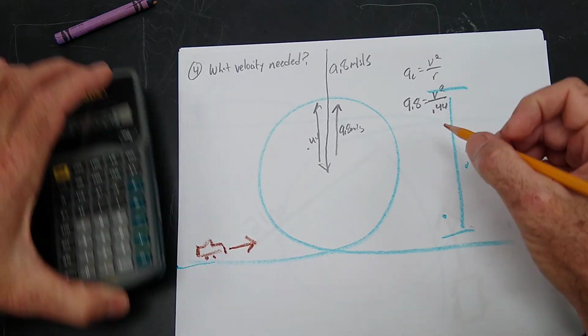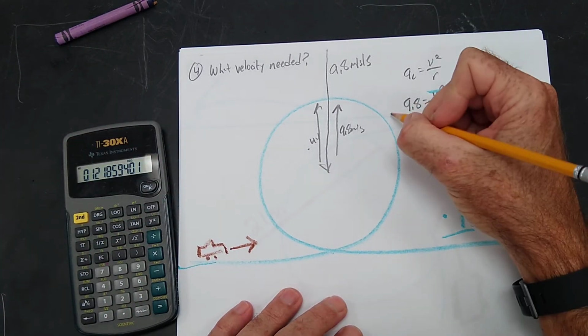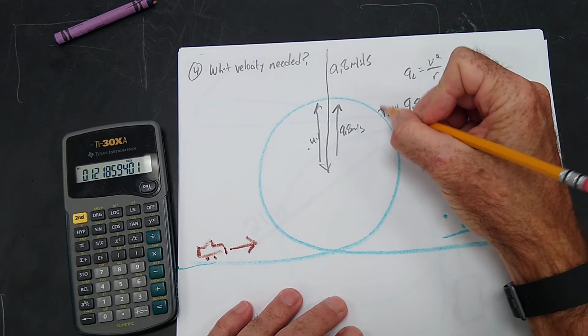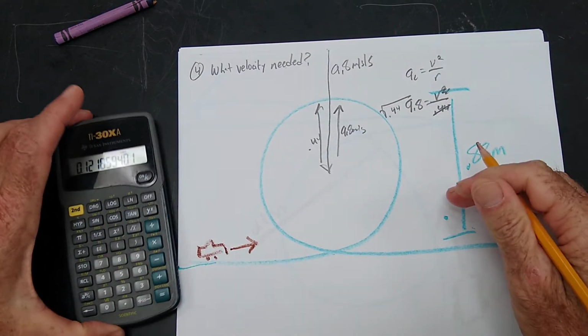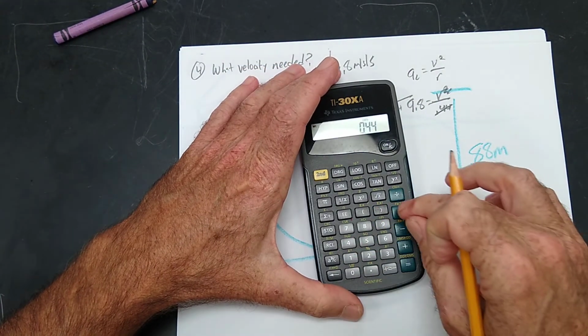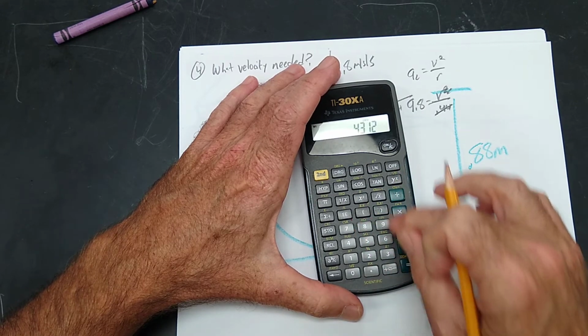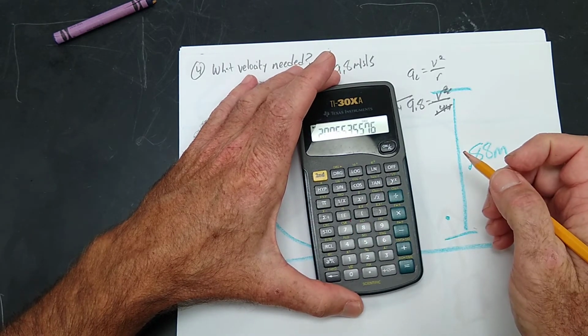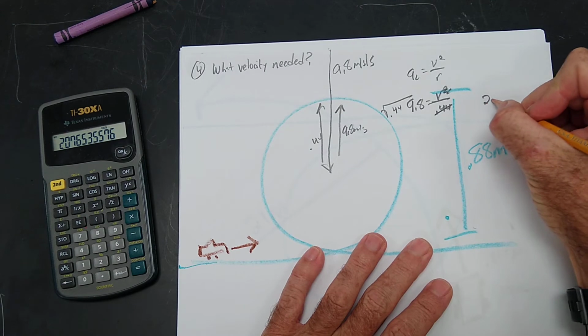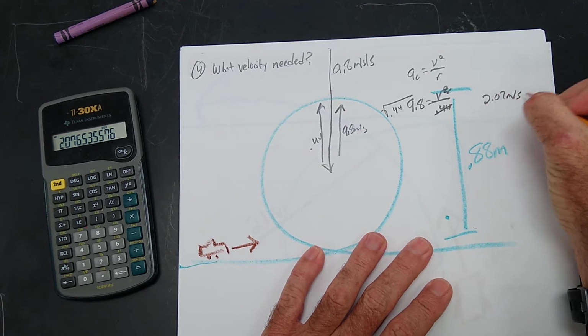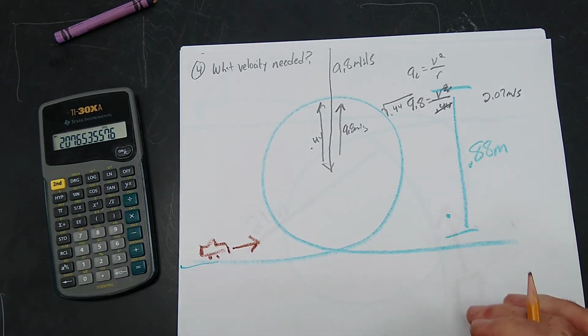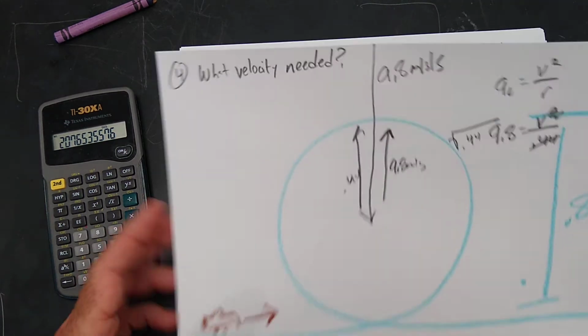So we're going to solve this. We're going to say the square root of 0.44 times 9.8 will give us V. 0.44 times 9.8, square root, equals 2.07. 2.07 meters per second is the needed velocity. All right? That's what we need.